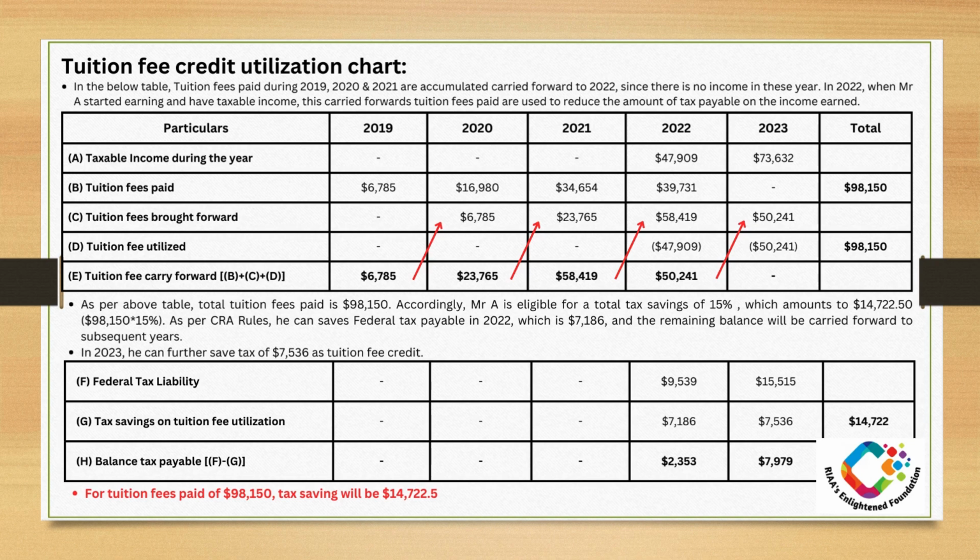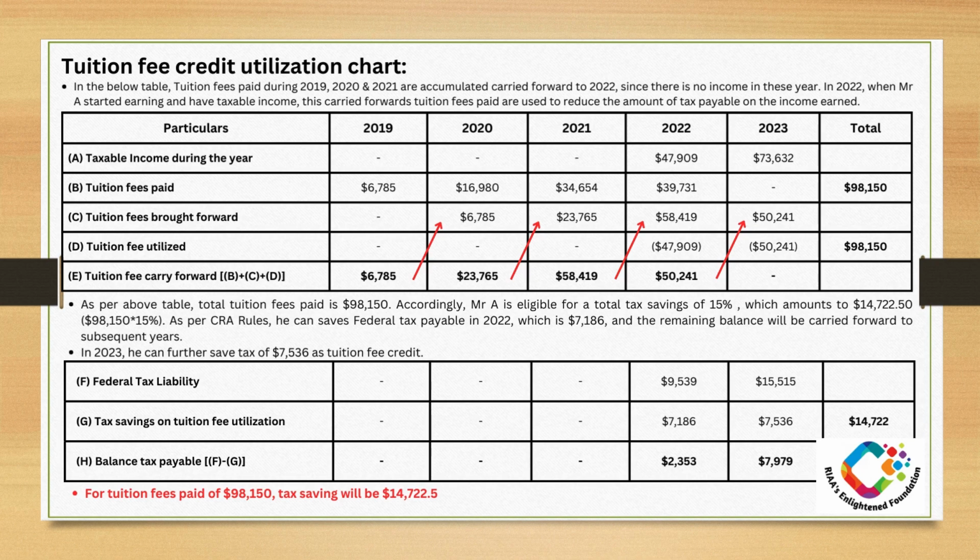And in the subsequent year, his income amounted to $73,632, which was again reduced by the available tuition fees credit. The total tuition fees paid by this time amounted to $98,150, rendering Mr. A eligible for a tax saving of 15%, equating to $14,722. That is 15% of $98,150.